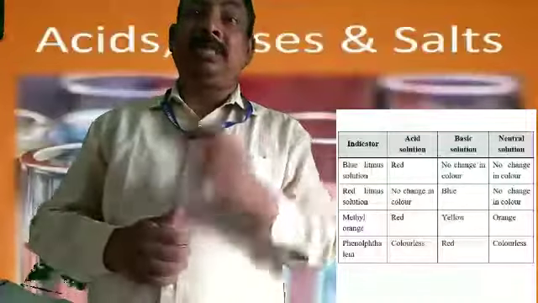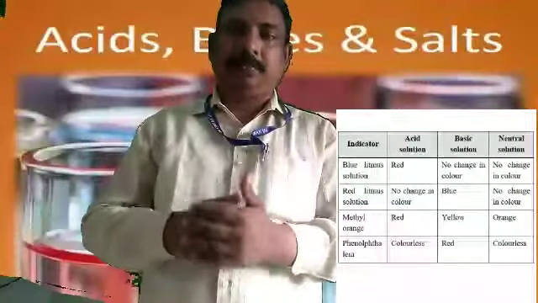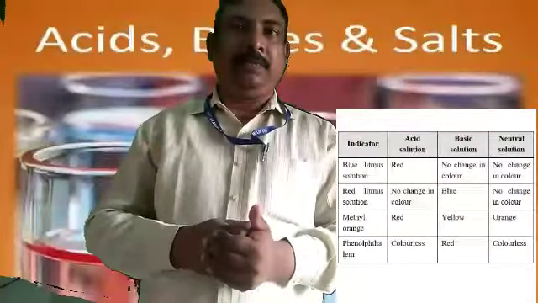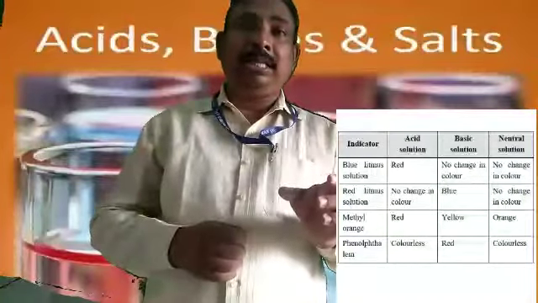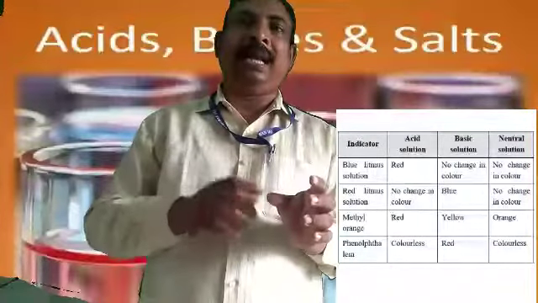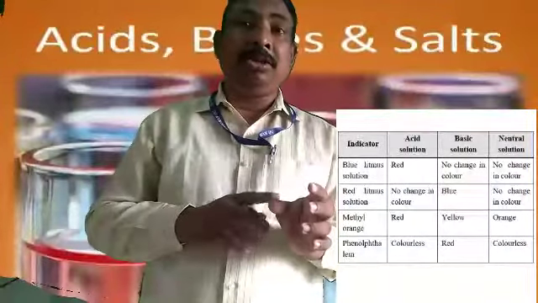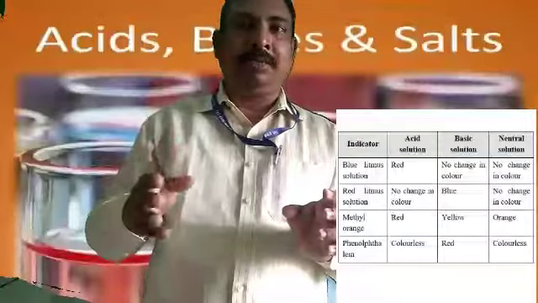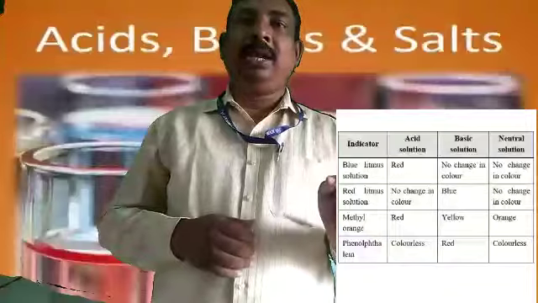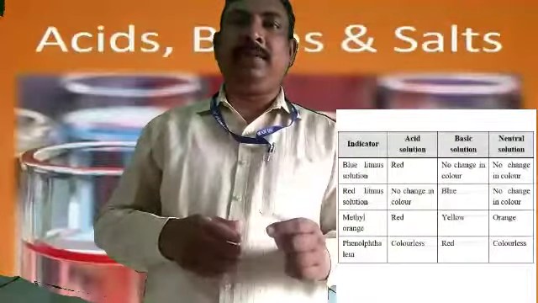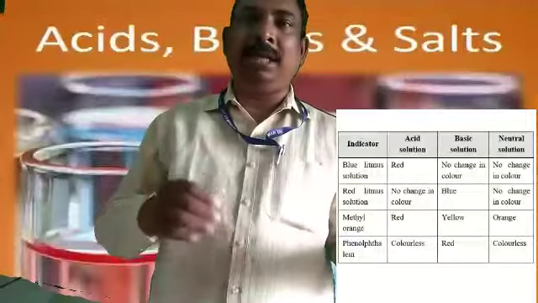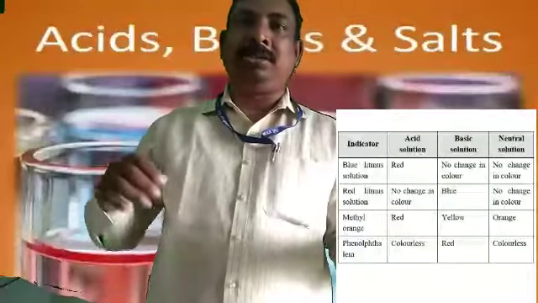Let me discuss synthetic indicators, methyl orange and phenolphthalein. In methyl orange solution, if you add a drop of acid, that methyl orange solution will turn red. So what can we conclude? Methyl orange solution turns red when it is added in acidic medium, or in acidic medium methyl orange solution turns to red.